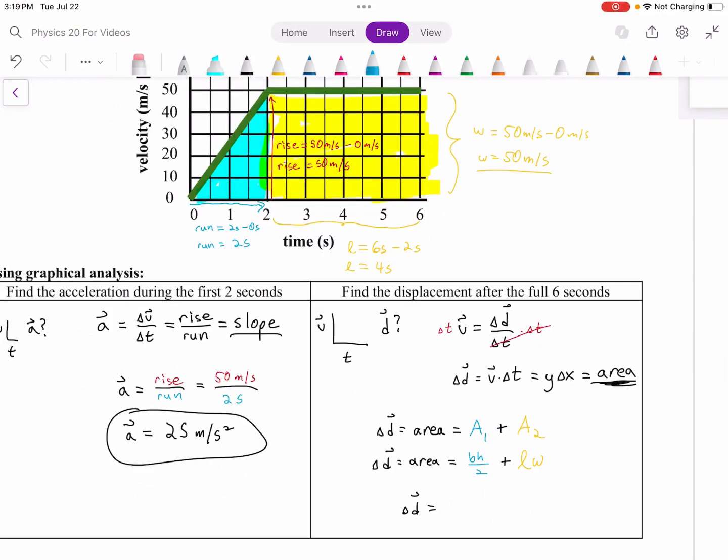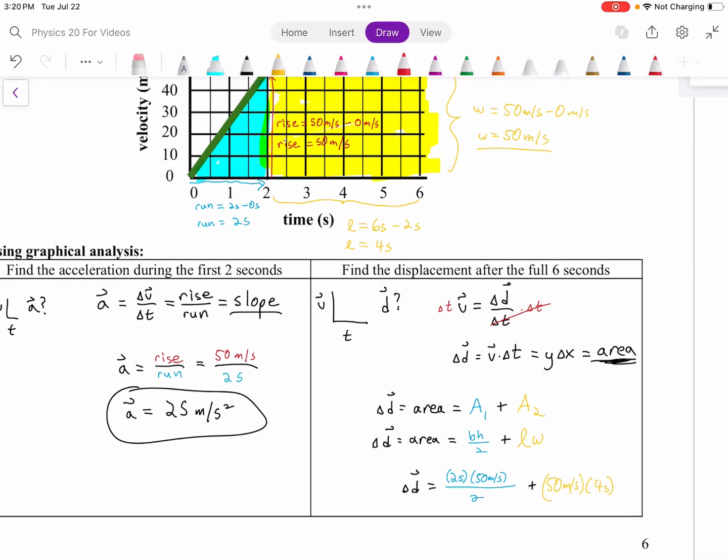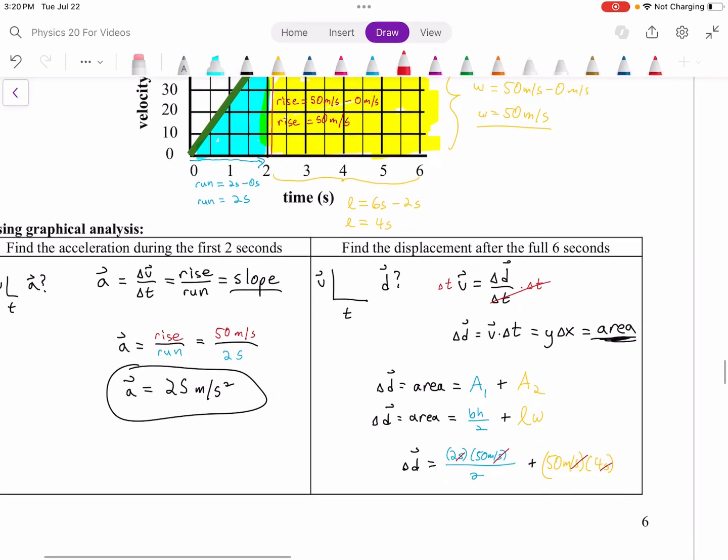So taking those dimensions and putting them in, we can say we've got 2 seconds times 50 meters per second over 2, base times height over 2, plus length times width, so 50 meters per second times 4 seconds. And again, units are a free way to check our work, right? We can see that seconds times meters over seconds, the seconds will cancel. And same thing here, leaving us with meters. We're looking for a displacement, which is measured in meters, so that's a good sign.